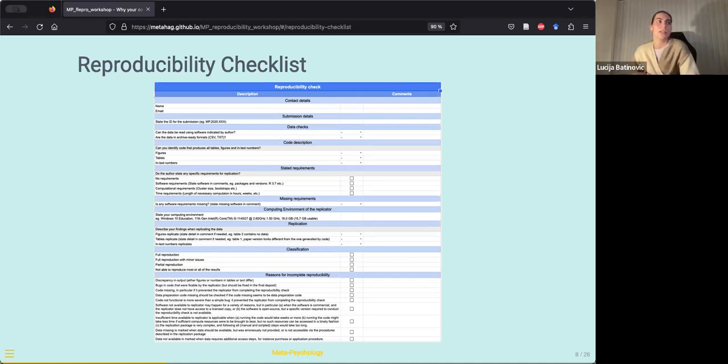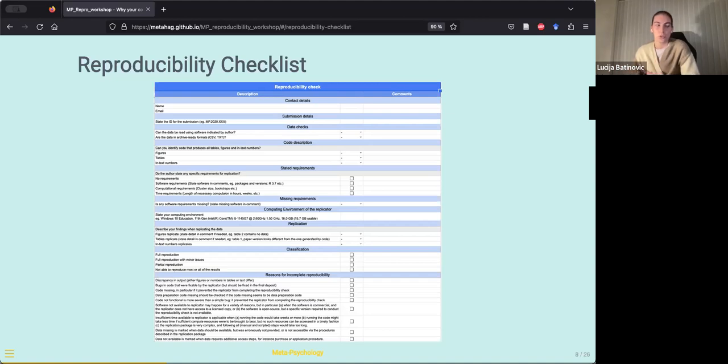If it's archive ready, and then we check in the code if we can find code for everything that was in the paper, and we try to run it. And then we comment on whether there were some requirements that we could not find or something that was missing that prevented us from running the code.